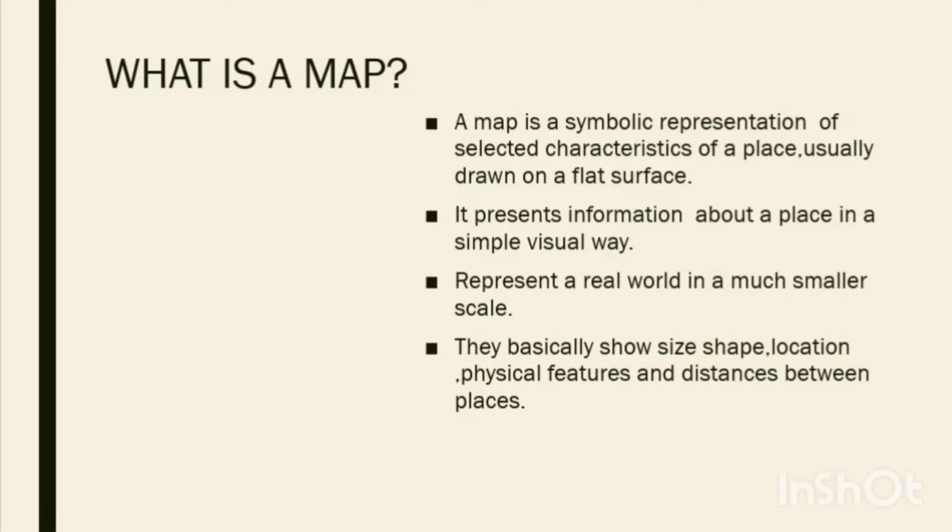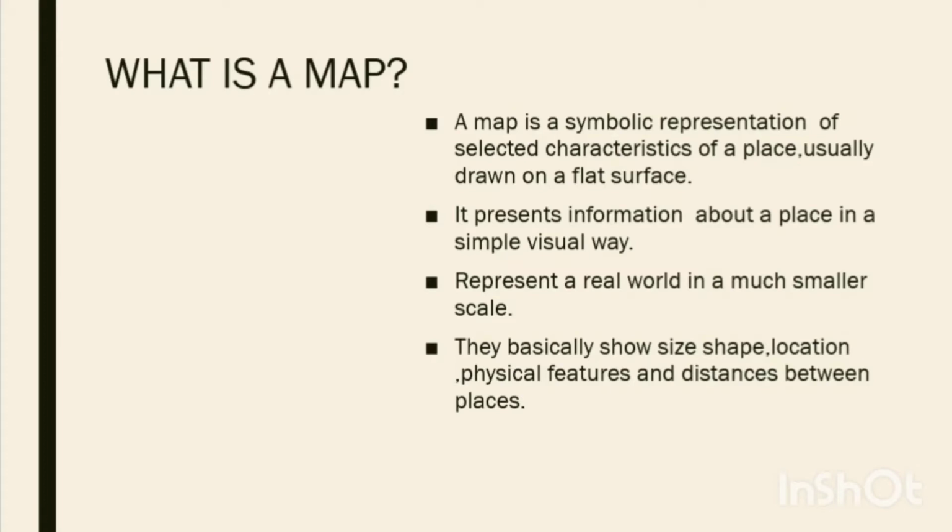What is a map? A map is a symbolic representation of selected characteristics of a place, usually drawn on a flat surface. So make it clear that it has to be drawn on a flat surface. You cannot say a globe is a map. It presents information about a place in a simple visual way. So now the four pictures they have given, the same pictures you can represent in a simple visual way on a small piece of paper. That is the skill you are going to learn.